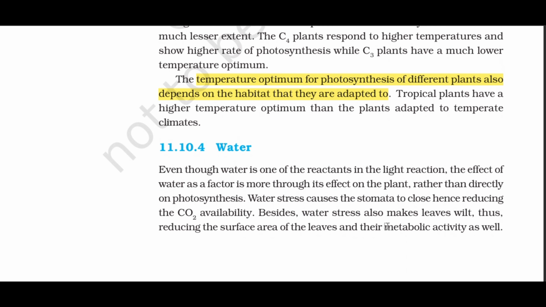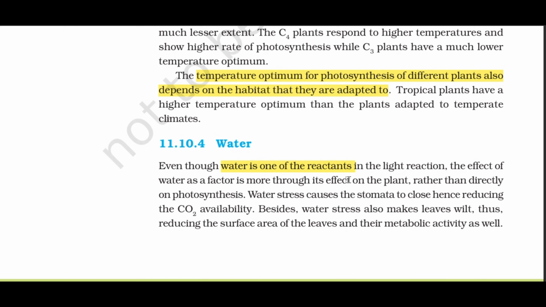Water. Even though water is one of the reactants in the light reaction, the effect of water as a factor is more through its effect on the plant, rather than directly on photosynthesis. Water stress causes the stomata to close, hence reducing the CO2 availability. Besides, water stress also makes leaves wilt, thus reducing the surface area of the leaves and their metabolic activity as well.